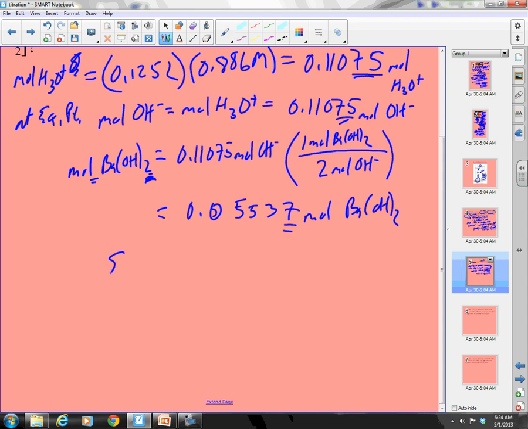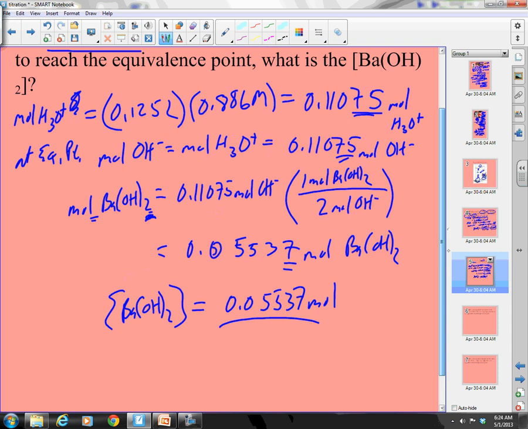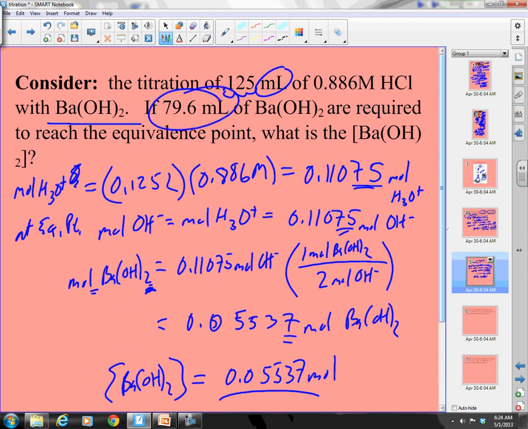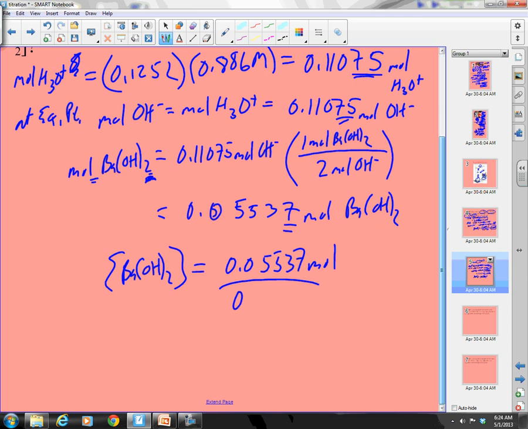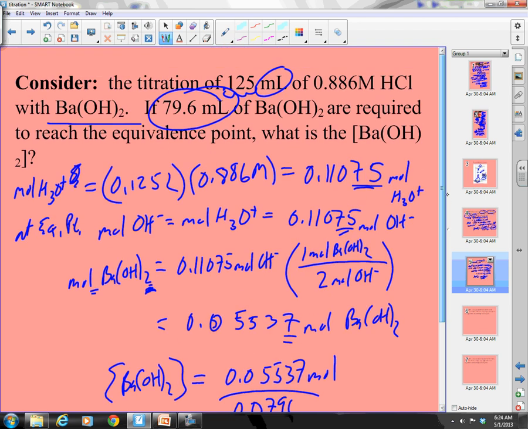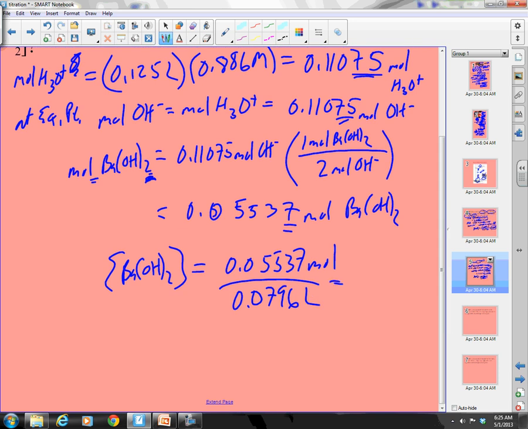So what's my concentration? The concentration of barium hydroxide is equal to 0.05537 moles divided by what volume was added, 0.0796 liters. That's what we did, right? 0.0796 liters. Ooh, magic. And I get 0.696 molar barium hydroxide. Piece of cake.